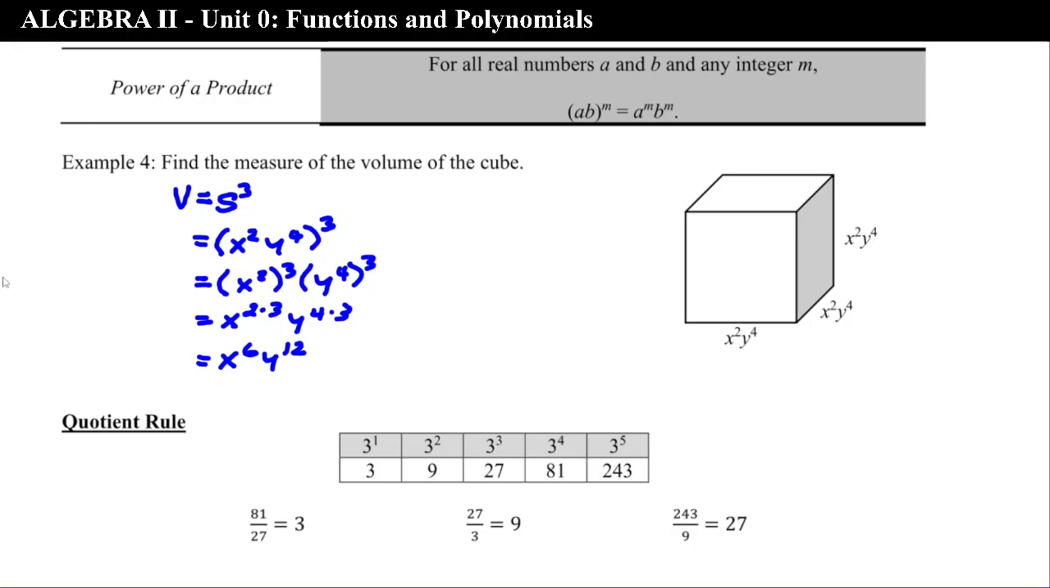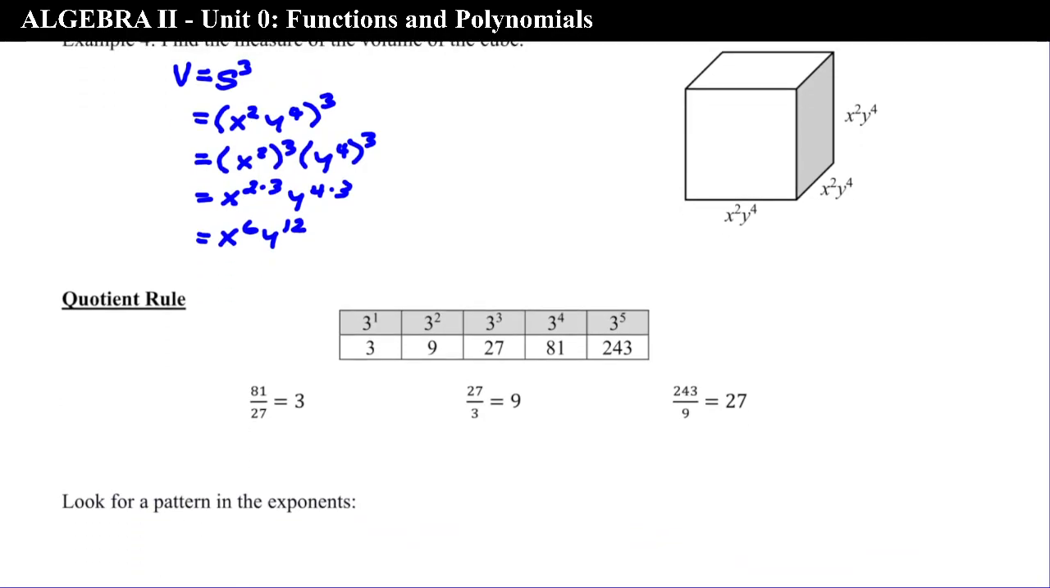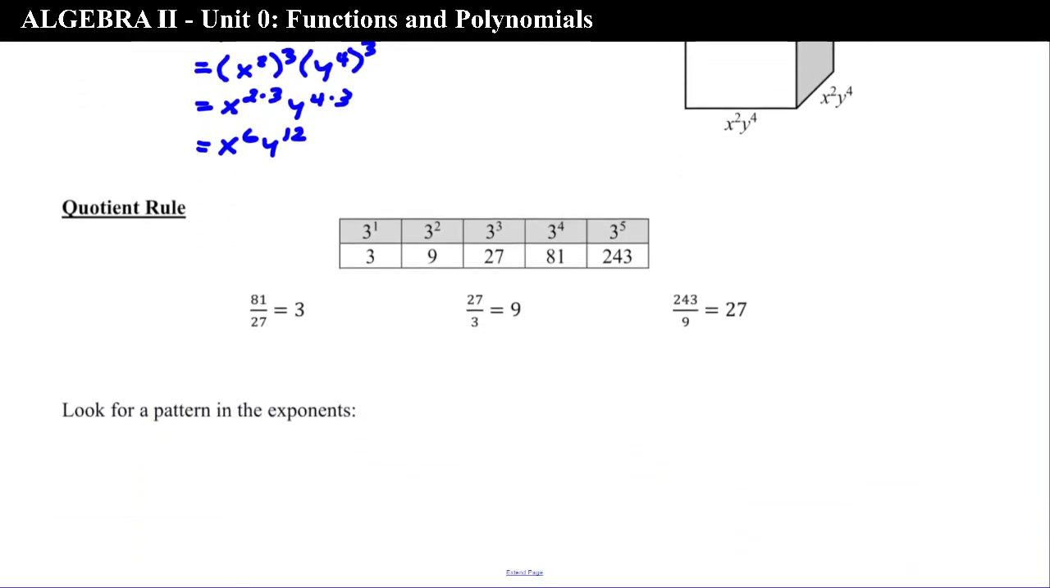Okay, now let's move on to the quotient rule. Okay, so now we're going to talk about division a little bit. Let's do a similar exercise to how we did toward the beginning of this video with multiplication. This time we're just going to do it with division. So we have 81 over 27 equals 3. Well, we can rewrite all of these in terms of something that's base 3.